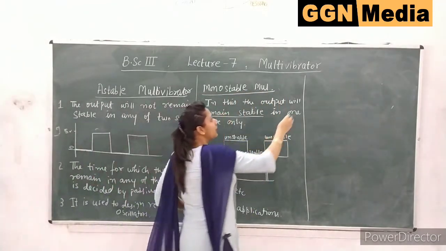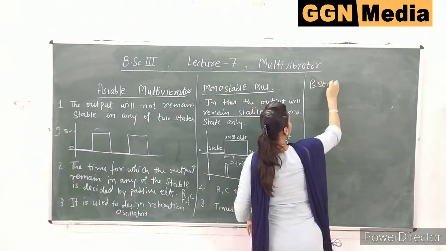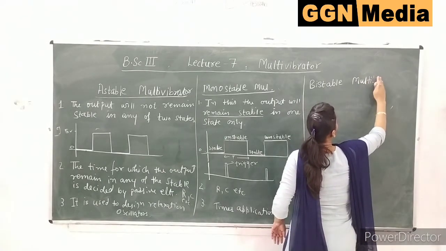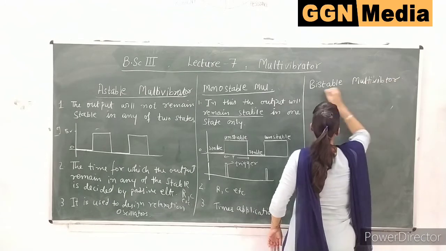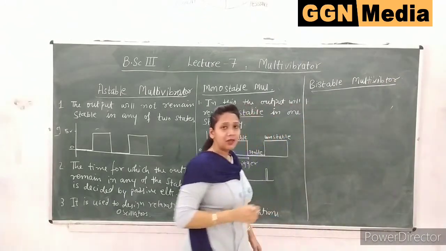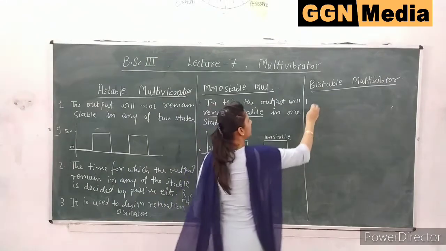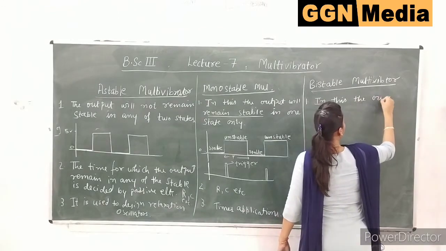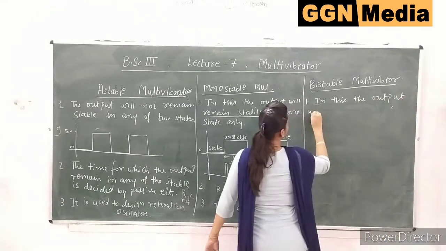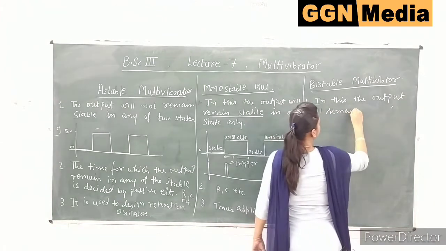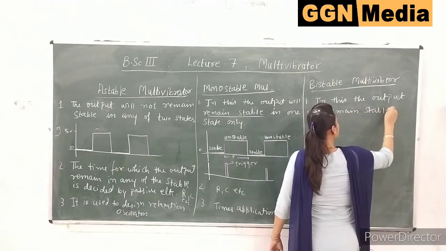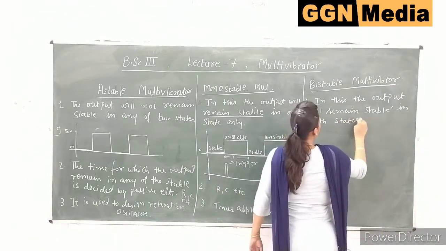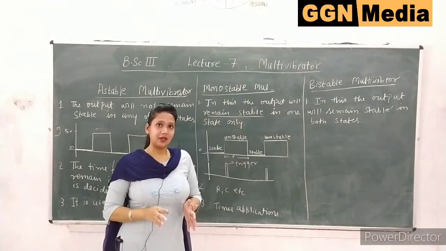Both of these. Now third one is bistable multivibrator. Bi means two, means the multivibrator which has two stable states. In this, the output will remain stable in both states. Since the output is stable in both the states, clear?